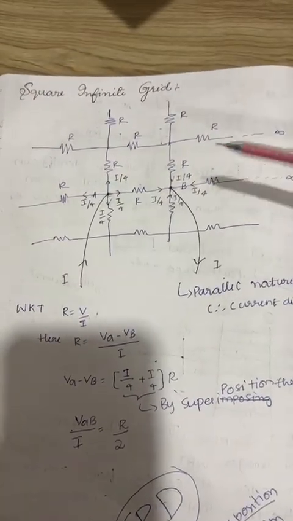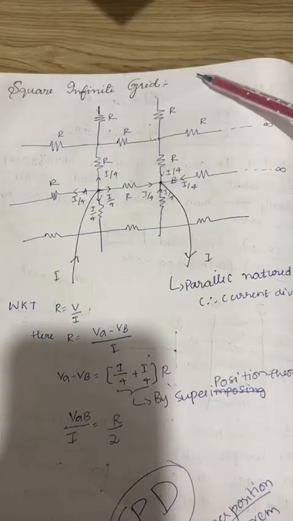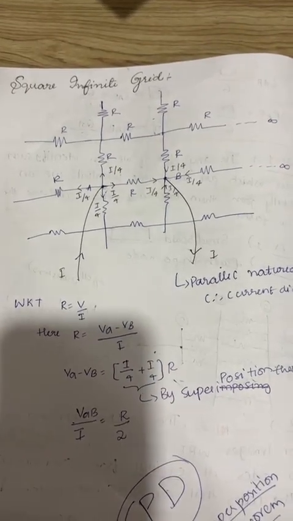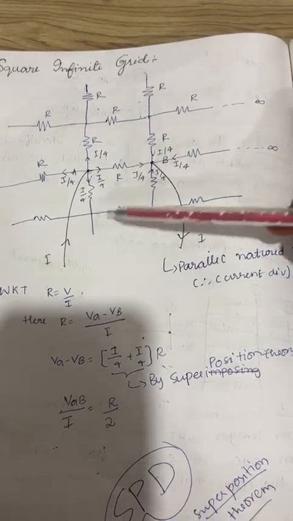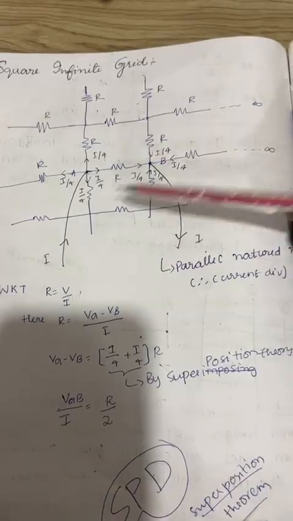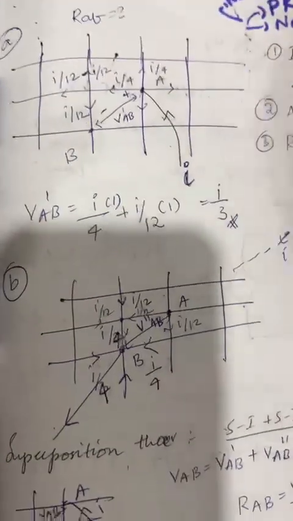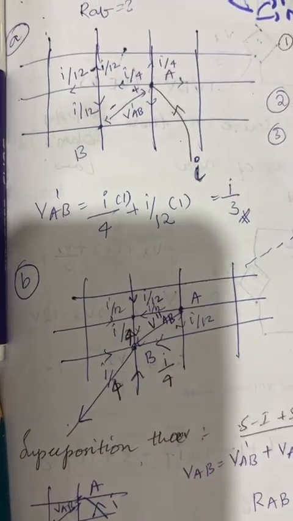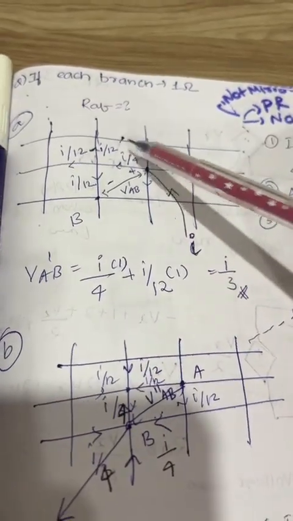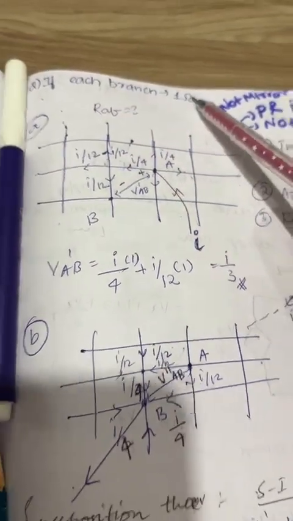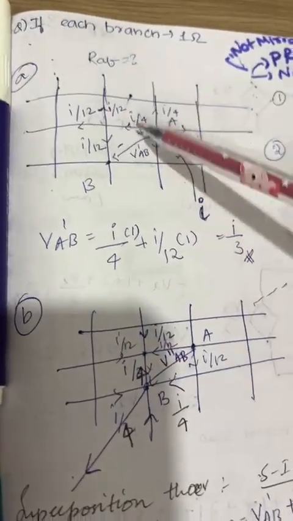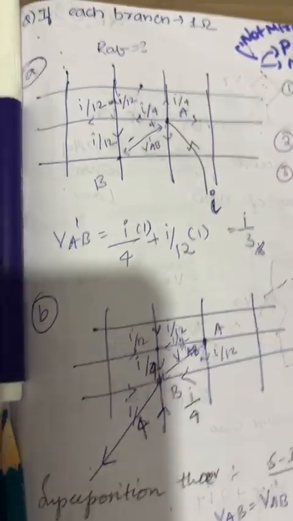Today we will be discussing a square infinite grid problem. Consider that they are asking the resistance between two diagonal points in a square infinite grid. So it is A and B. If each branch resistance is 1 ohm, then what is RAB, the equivalent resistance?